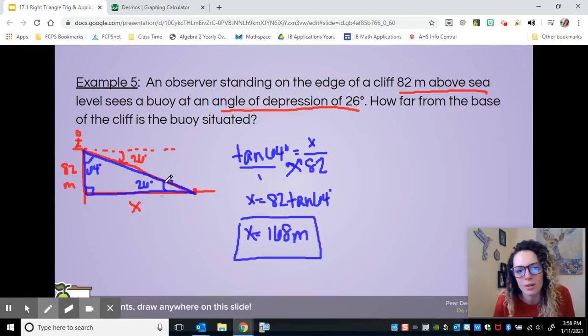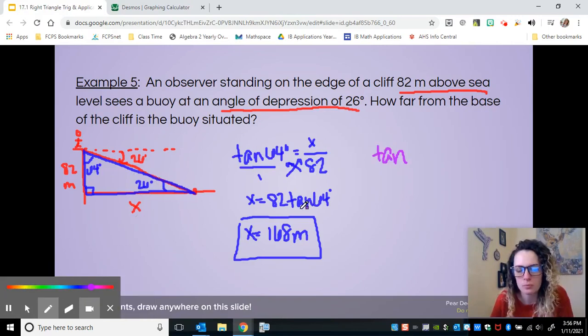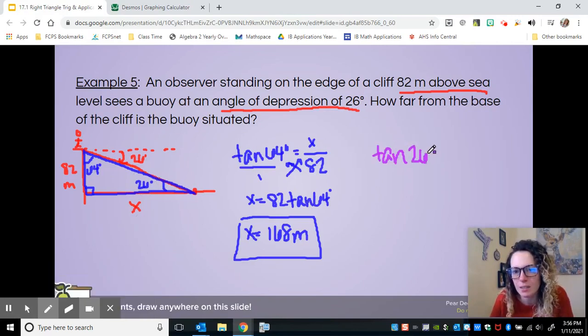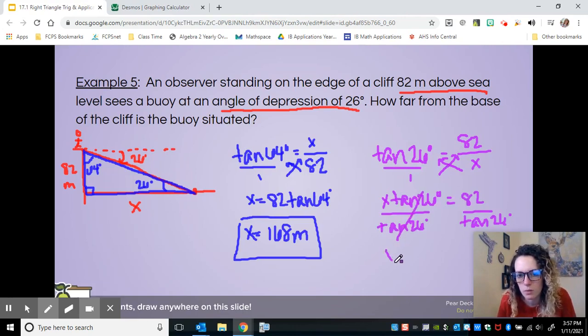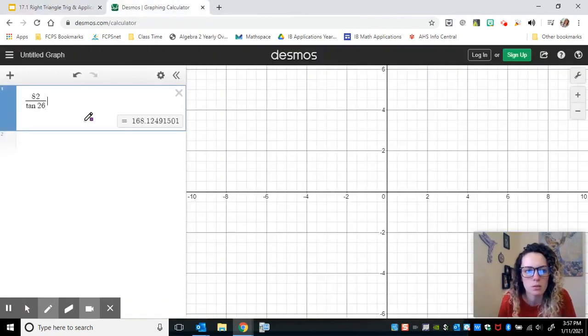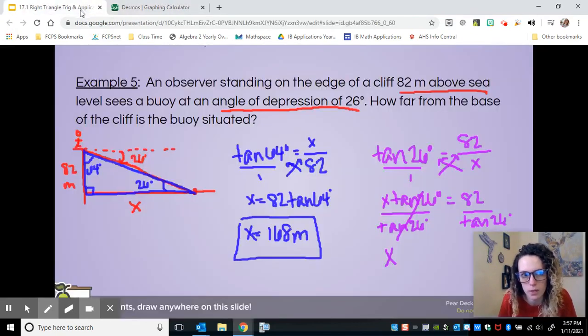Alternatively, if I wanted to focus on the 26 instead, I have my opposite and I'm looking for my adjacent. So it's still going to be tangent, but now tangent of 26 degrees. And that's going to equal, my opposite is now 82, and my adjacent is x. So again, now cross multiplying, isolating my variable, I'm typing in the 82 divided by tangent of 26 into my calculator or Desmos, and I'm still getting the same answer. So just to prove that it doesn't matter which way you look at it or which method you use, you still get the 168 meters.